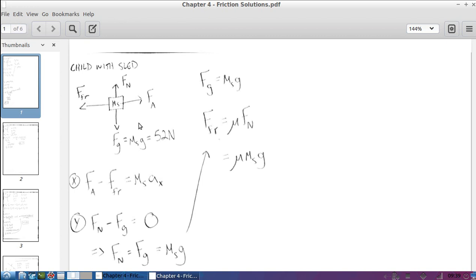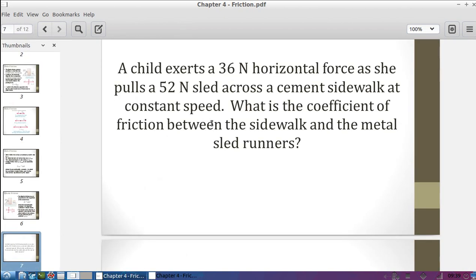So I've got the applied force, which I know, and the gravitational force, which I know. I'll verify that the normal force is equal to the gravitational force like I have in the past, and then I've got a frictional force. I've got my expression for the frictional force, which is mu, the coefficient of friction between the surfaces, times the normal force. So this means I've got to find the normal force and calculate mu.